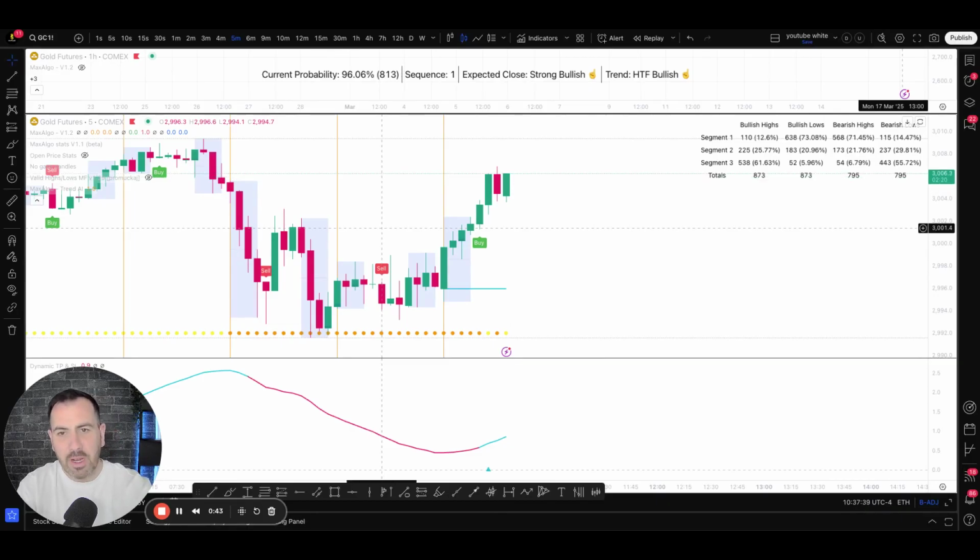Now, if it's a little bit less than 70, in the late 60s, as long as I have a list of other confluences that are stacking up, I'd be happy to still take the trade. But usually I'm looking for 70%.